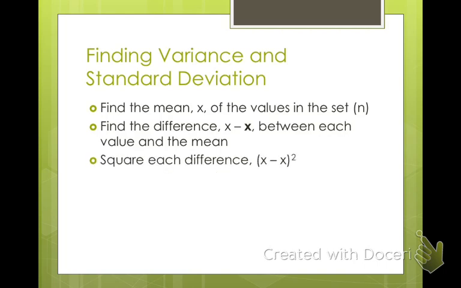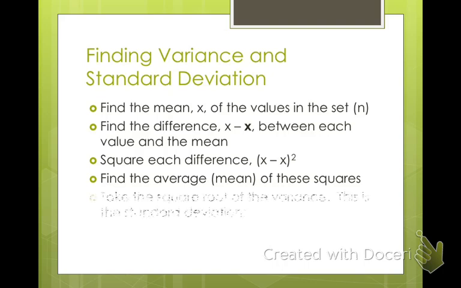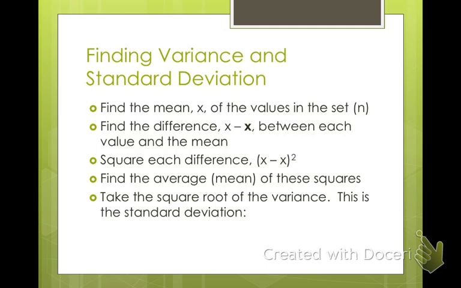Then you're going to square all the differences, everything that you just subtracted, square them all. And then you're going to find the average of the squares by adding them all up together and dividing by however many you added together. That gives you the variance. Then you're going to take the square root of the variance, and this is how you find standard deviation.